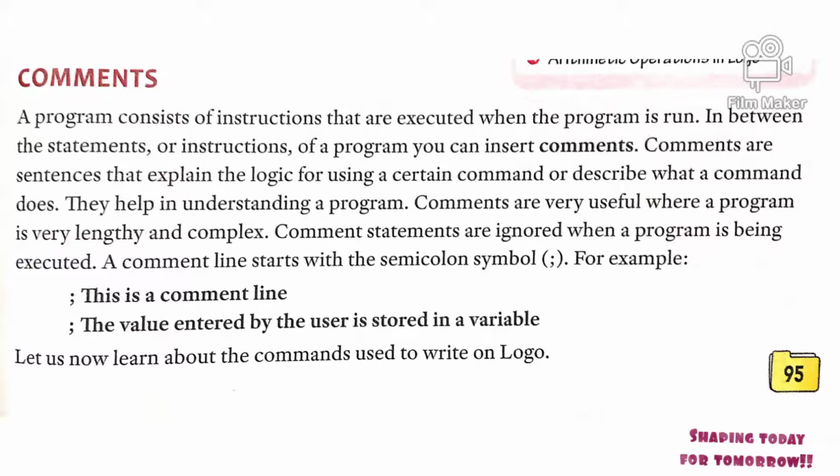Comments are very useful where a program is very lengthy or complex. So if the program is very lengthy or complex, with the help of the comments, you can make it a little easier to understand. Comment statements are ignored when a program is being executed. A comment line starts with the semicolon symbol, that is a dot upwards and a comma downwards. This symbol is called semicolon.